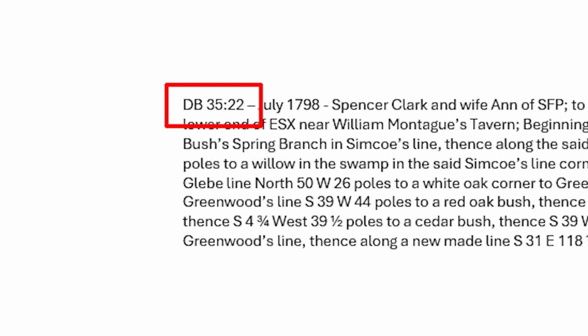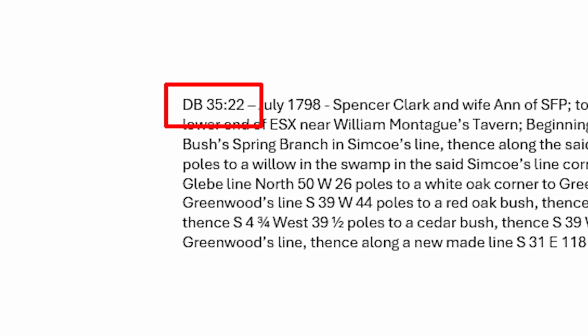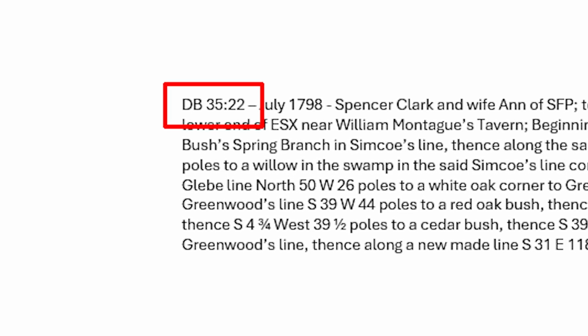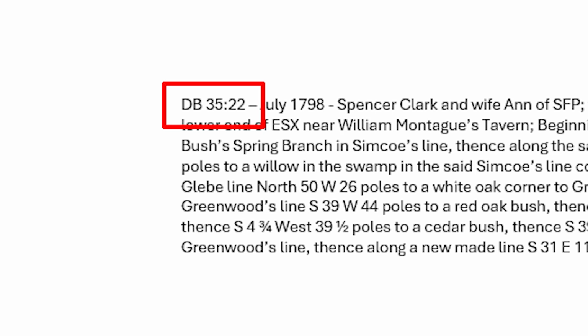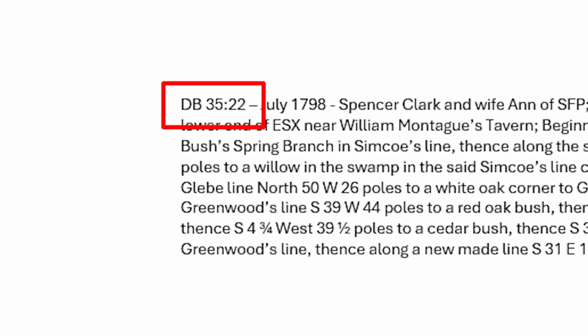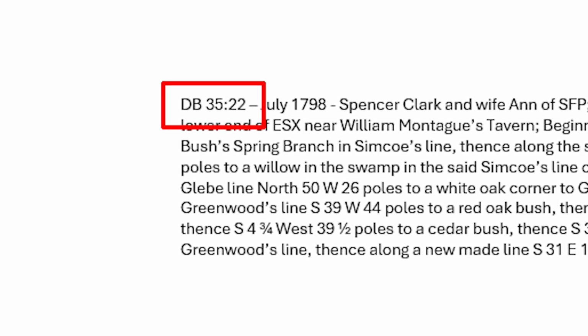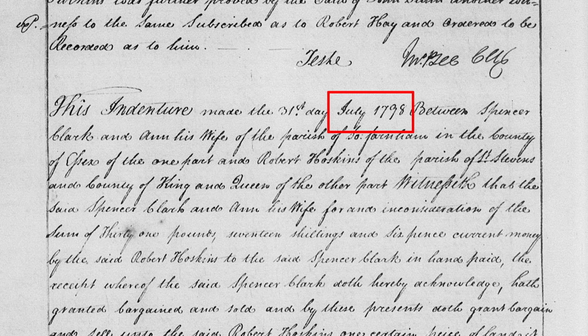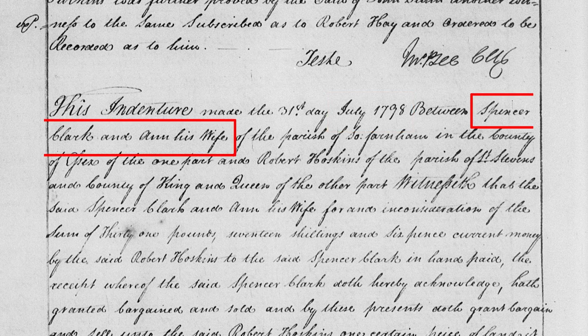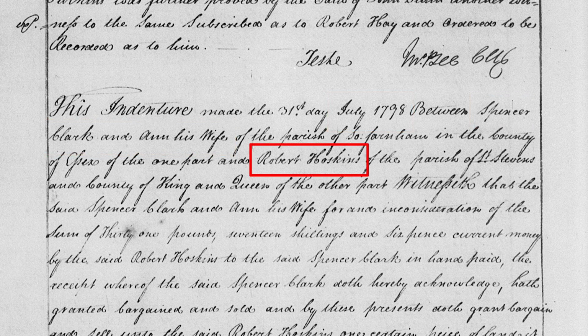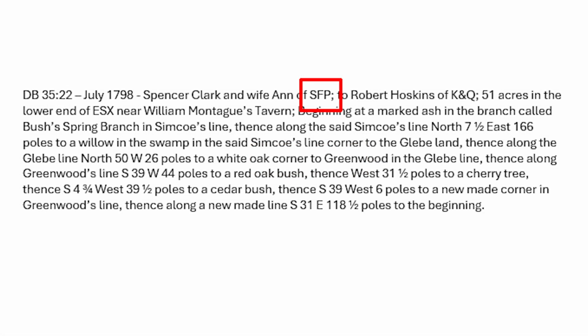I start with a shorthand designation, DB 3522, that indicates to me this is a deed book and gives me the number of the book, 35, and the page number, 22. I record the month and year of the transaction, the names of the grantor and grantee, and basic information about them using shorthand. SFP shows the Clarks were residents of South Farnham Parish, Essex County. K&Q stands for King and Queen County, Virginia.